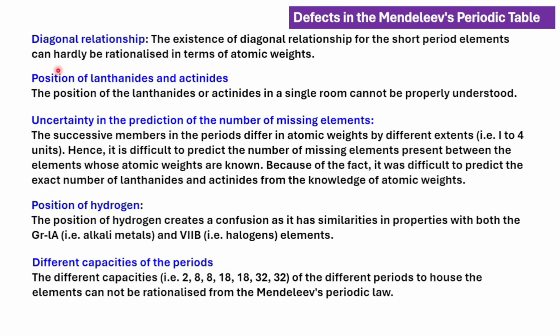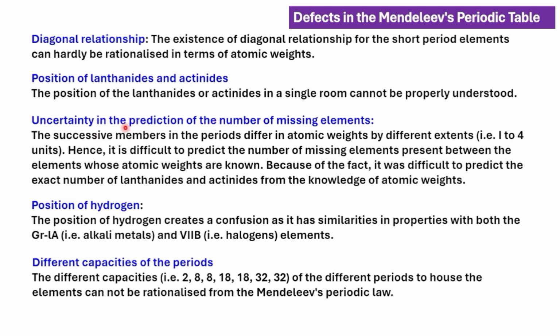Next was the diagonal relationship. The existence of the diagonal relationship for the short period elements can hardly be rationalized in terms of atomic weights. This diagonal relationship we will explain in later lectures. Position of lanthanides and actinides. The position of lanthanides or actinides in a single room cannot be properly understood in Mendeleev's periodic table.